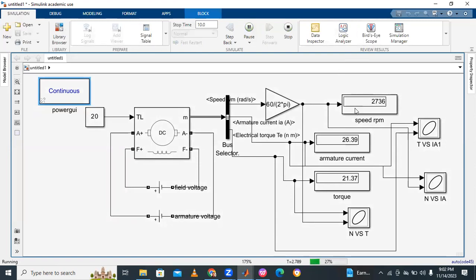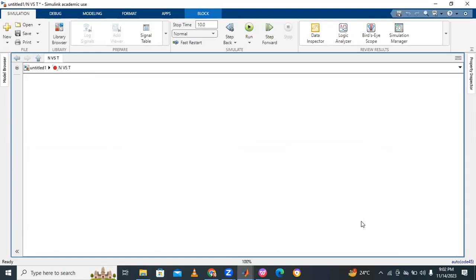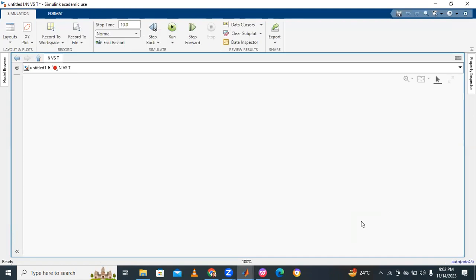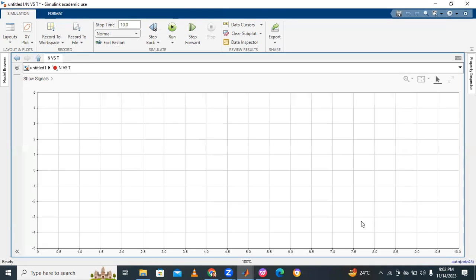Here the speed is 2736 RPM, the armature current is 26.39, and the torque is 21.37. Like this, the output will be displayed. Then open the speed versus torque characteristics, and it will be displayed automatically without any modifications. The speed versus torque characteristics are displayed on the screen, speed on Y-axis, torque on X-axis.